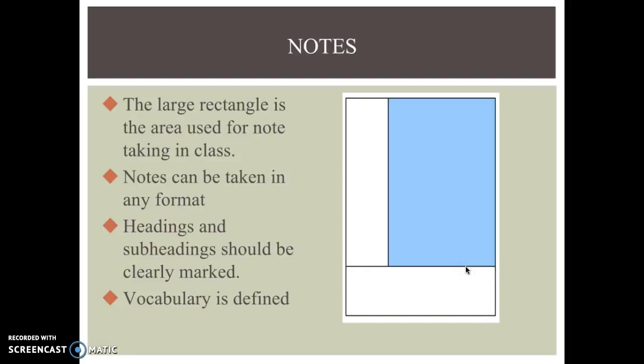The notes section is for taking notes as you read the text. Notes in this section are informal, abbreviated, and main ideas and details can be organized using a dash dot format. Headings and subheadings should be clearly marked, and vocabulary is defined here.